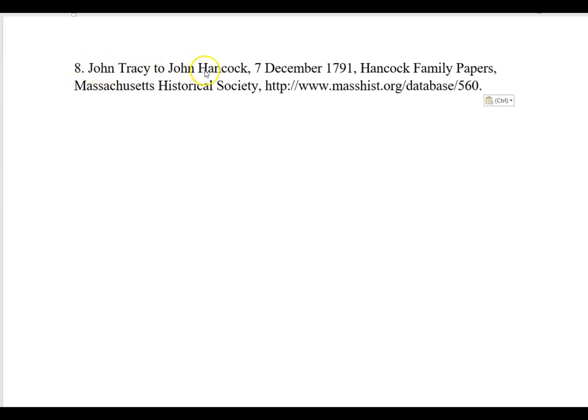So John Tracy to John Hancock. Again, that's the title, and that's the convention for letters. You would put the name of the writer first, and then the word to, and then the name of the recipient. All of that, you can think of that as the title. And then our date comes next. And then the collection, the Hancock Family Papers, and then the repository, the Massachusetts Historical Society, and then finally the URL. And remember, since this is a note, we'll use commas between the elements and put a period at the end.